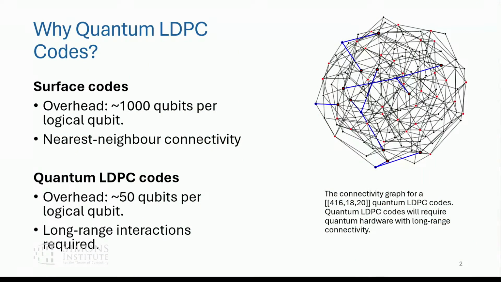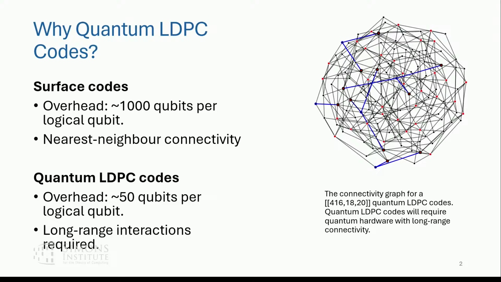Okay, so I guess why do we want to use quantum LDPC codes? The main motivation is that we could potentially do quantum computation much more efficiently than is possible with the surface code. With the surface code, it's been estimated that we might need about 1,000 physical qubits per logical qubit, whereas with quantum LDPC codes, this could be reduced considerably, perhaps to something like 50 qubits per logical qubit. The disadvantage, of course, is that we go from a nice structured layout of the surface code to something that looks like this pile of spaghetti.